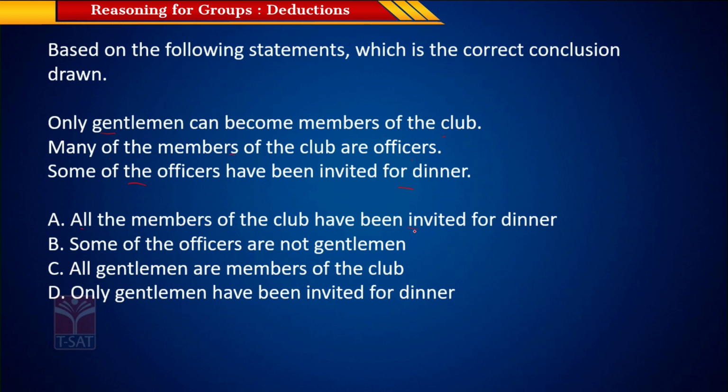And then C says all gentlemen are members of the club. They're saying only gentlemen can become members of the club, but it doesn't say that all gentlemen automatically become members of the club, right? So C is also not the right conclusion. D says only gentlemen have been invited for dinner. Now let's look at this conclusion.